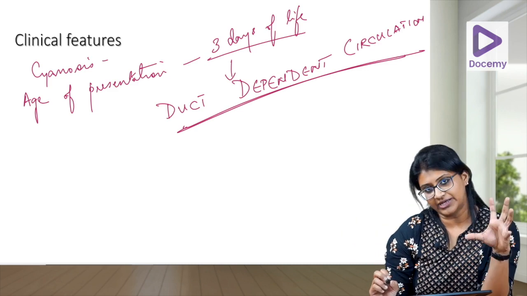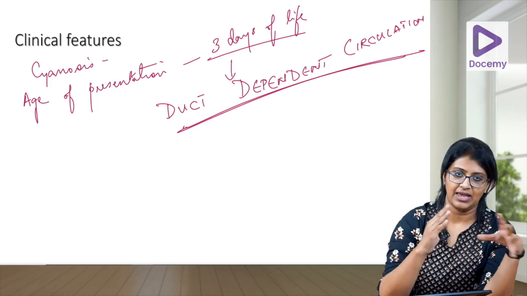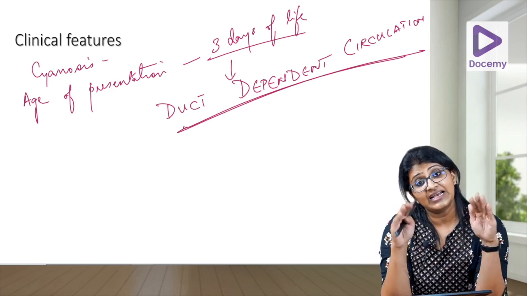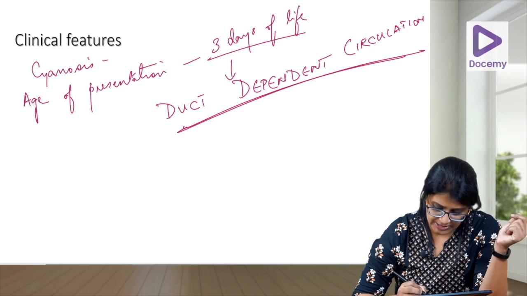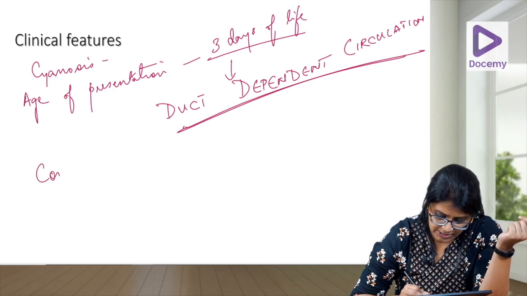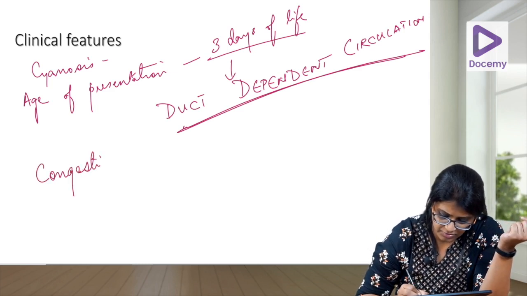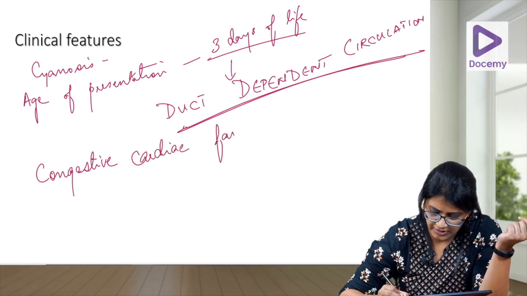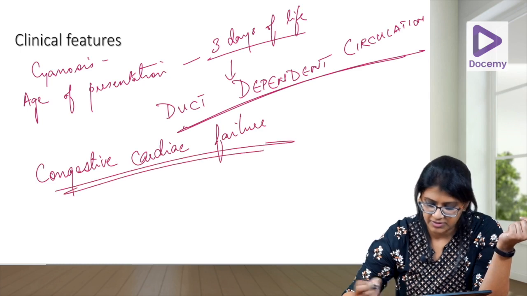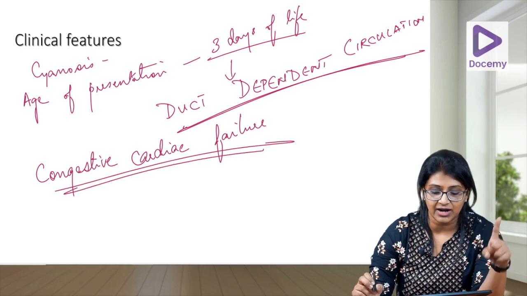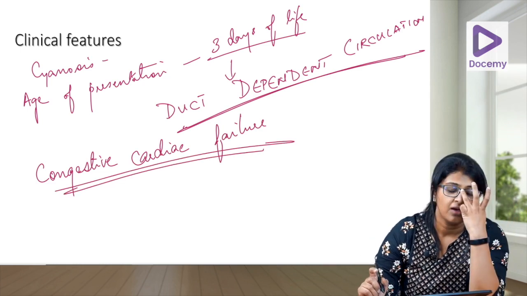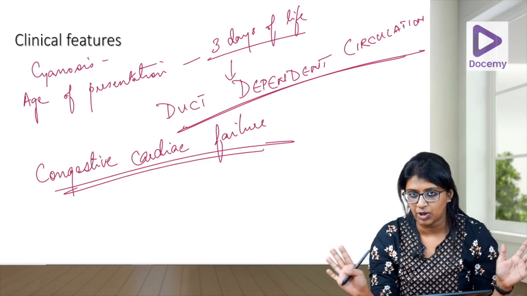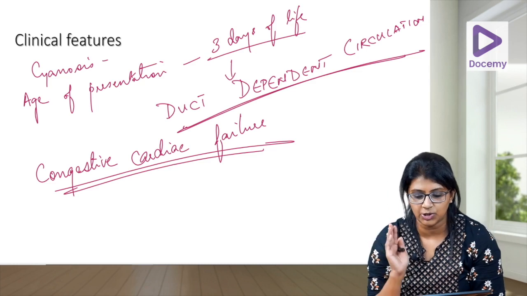If TGA has a good connection, has a good mixing happening between the right and left side, it becomes an increased blood flow setting. So what do they present to you with? They present to you with congestive cardiac failure. Okay. So they are going to present with features of CCF. So they will have tachycardia, they will have tachypnea, they will have hepatomegaly. In addition, they will have a central cyanosis which does not improve with oxygen. So they are going to present you with CCF.